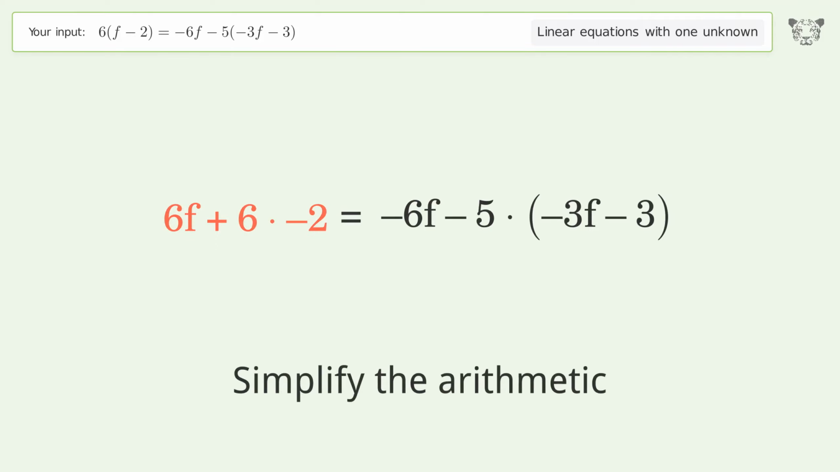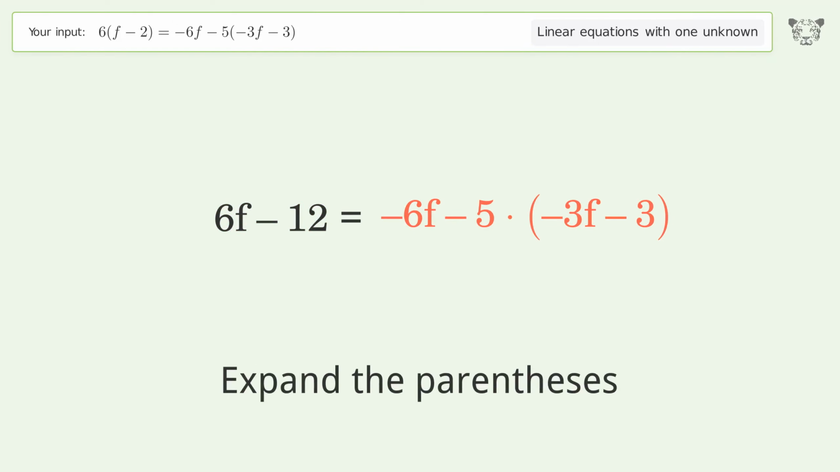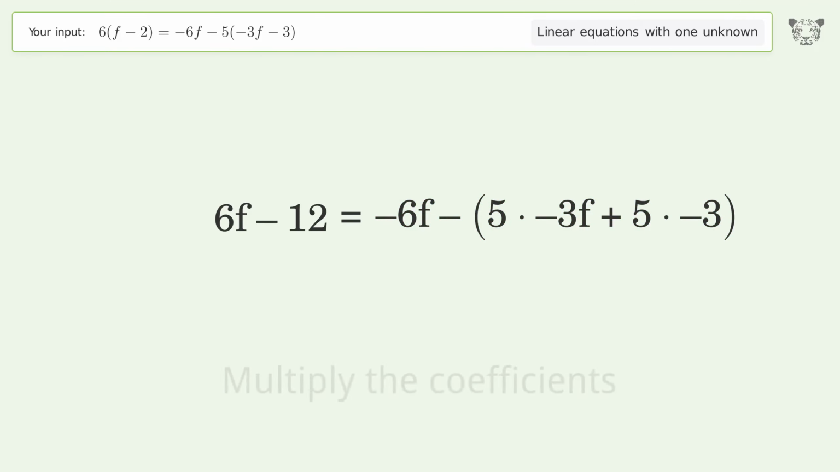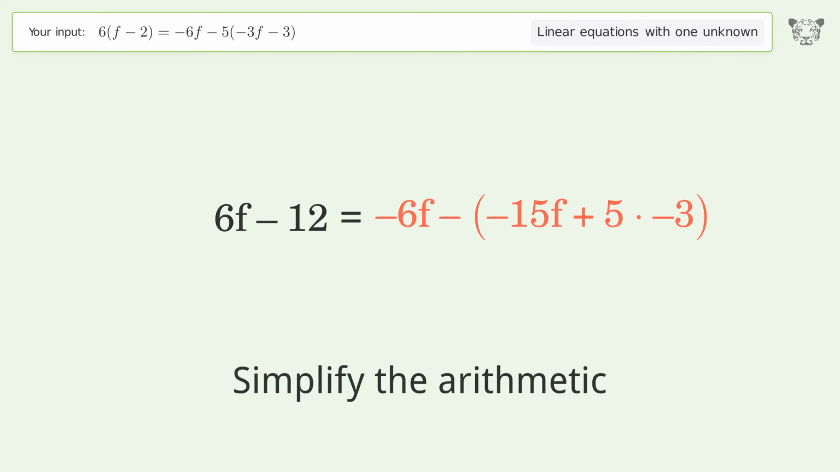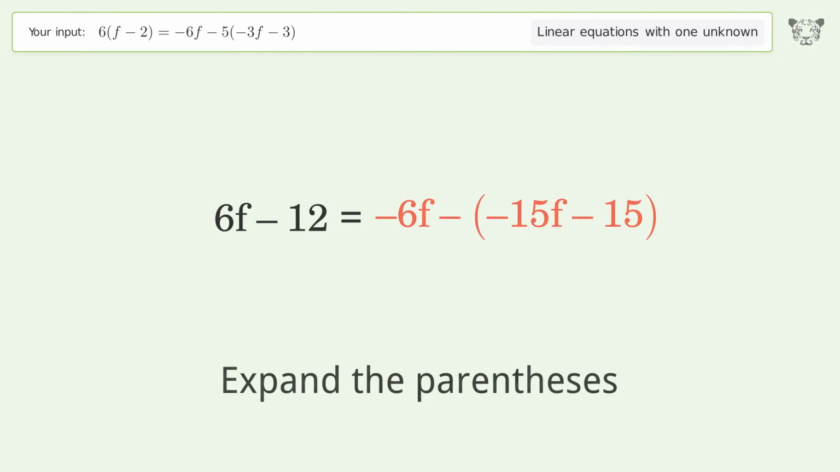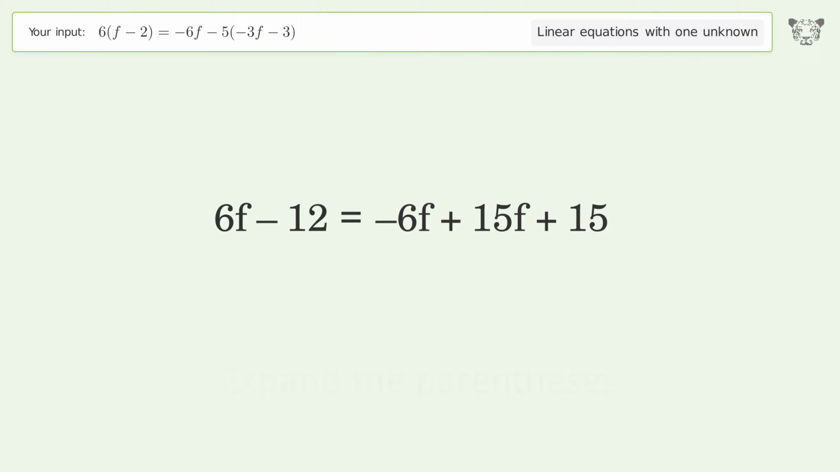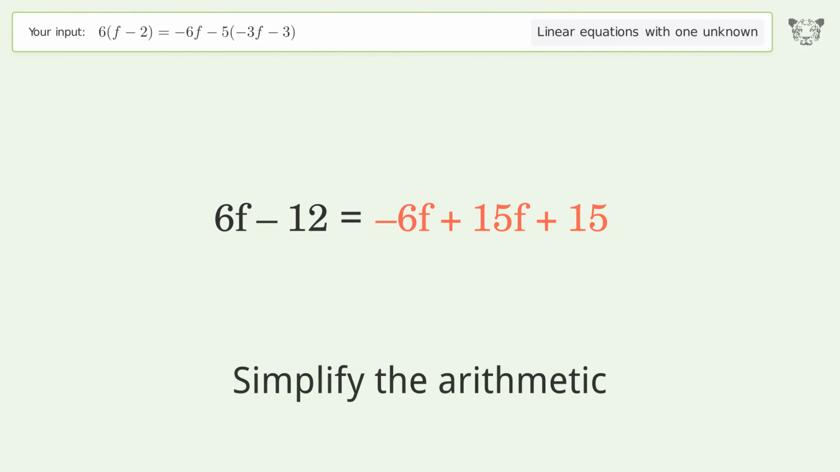Simplify the arithmetic. Expand the parentheses. Multiply the coefficients. Simplify the arithmetic. Expand the parentheses. Simplify the arithmetic.